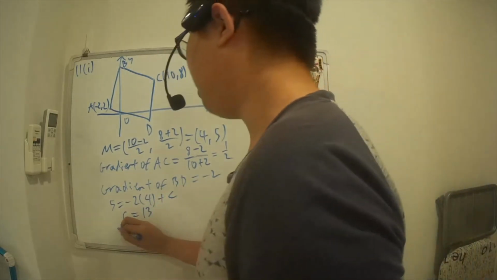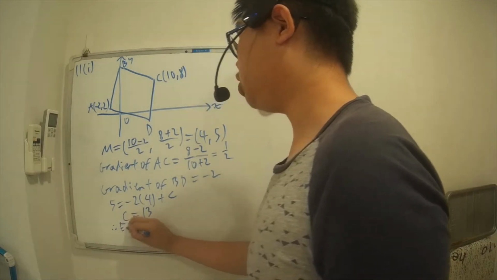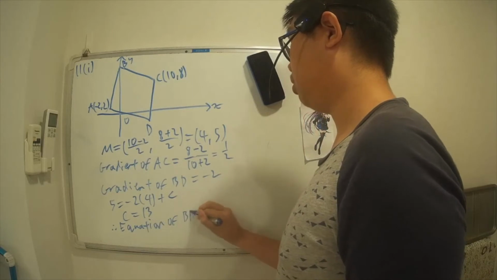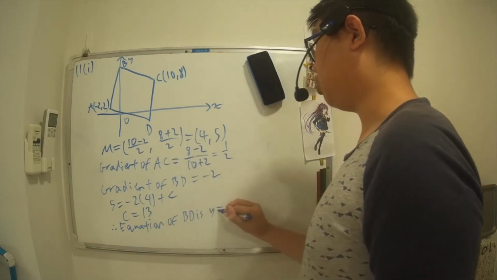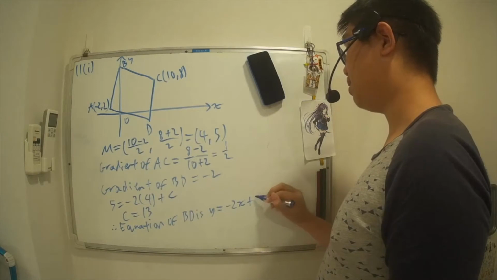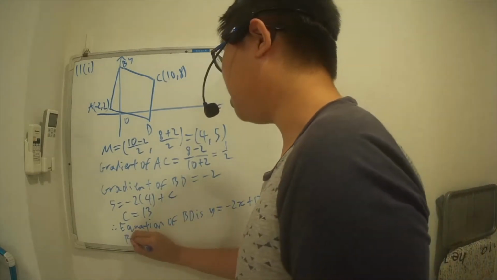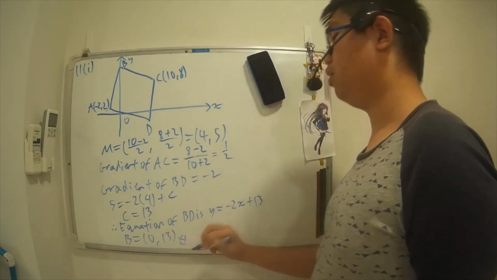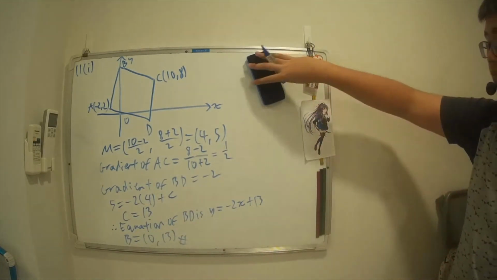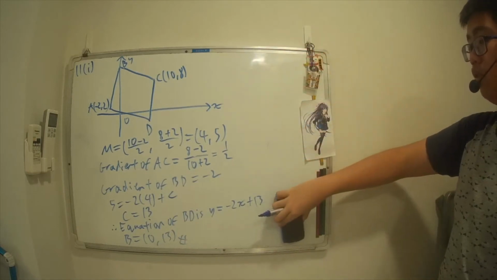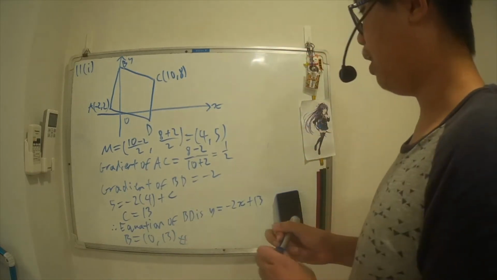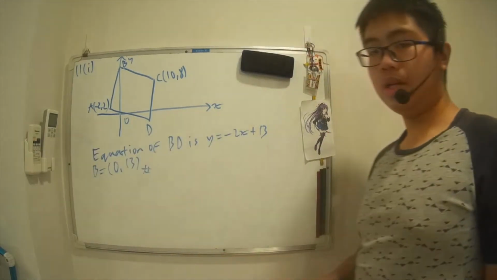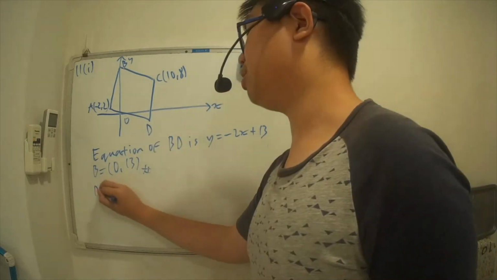Okay, and therefore the equation of BD is y equals -2x plus 13 and B is equal to 0, 13, right? Okay, so we have that, but I'm running out of space. So what I'm gonna do is I'm just gonna erase this, but we're gonna take note of this and this. Okay? So now we're gonna find D, but we don't know the coordinates at all.